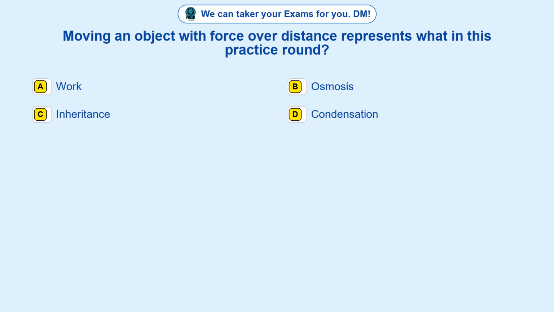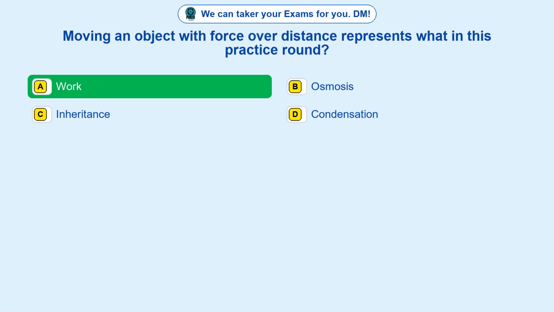Question 59. Moving an object with force over distance represents what in this practice round? Option A, work. Option B, osmosis. Option C, inheritance. Option D, condensation. The correct answer is option A.